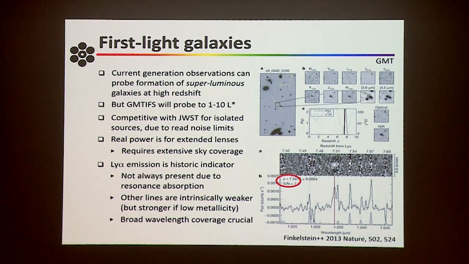This is competitive with JWST for isolated sources due to read noise limits, but the real power is for extended lensed sources. And for that, we need to have extensive, i.e. high fractional sky coverage. Lyman alpha is the typical way that we've chased these things, but it's not always present due to the resonance absorption, and other lines could in fact be more important. Other lines are intrinsically weaker, but if you go to low enough metallicity for these first light galaxies, then in fact they may be stronger and may be actually usable. Here the critical thing is broad wavelength coverage. We don't know what redshift these things are occurring at, and we want to get broad intrinsic wavelength coverage anyway.